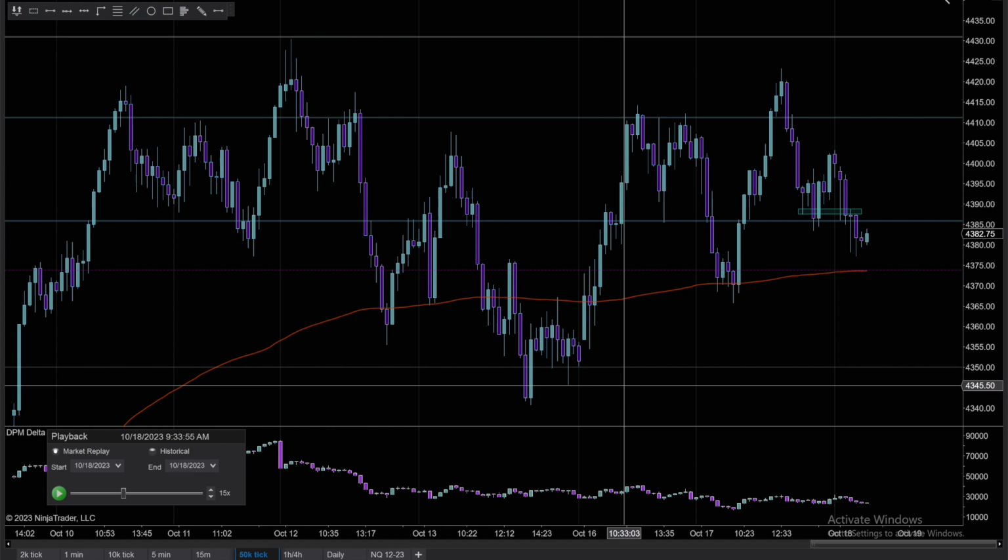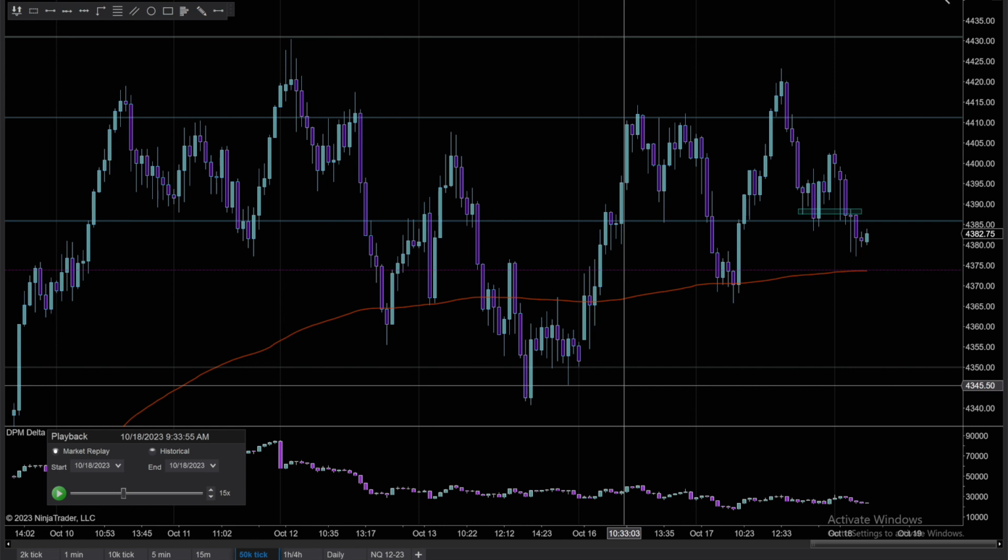Going to talk about mastering the support and resistance bounce trade. Some people might call this a support and resistance retest. So first thing we're going to do is talk about how to identify an appropriate support and resistance level. Then we're going to talk about the setup itself and what I look for.